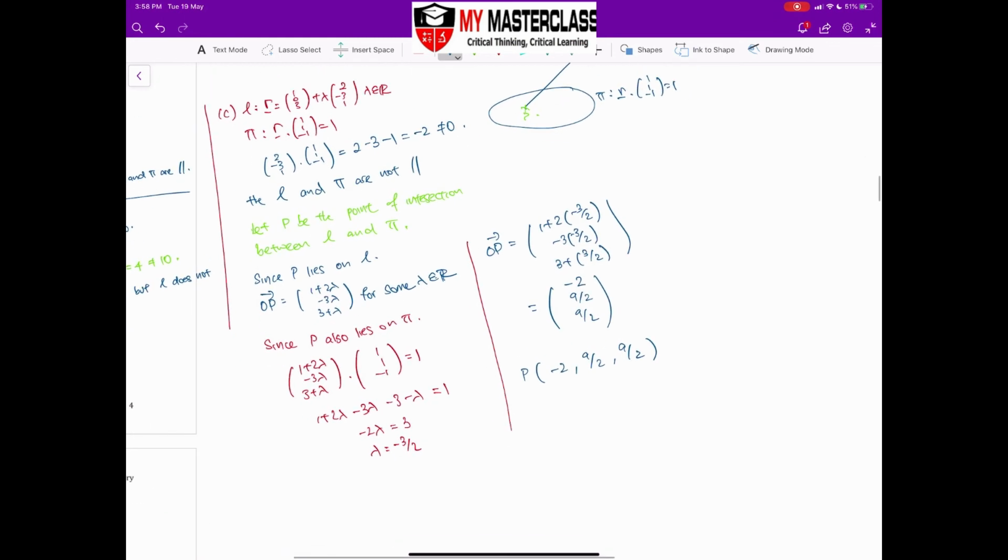Okay, so if you want to conclude the relationship, I can say that the line and plane intersect at point P (-2, 9/2, 9/2).